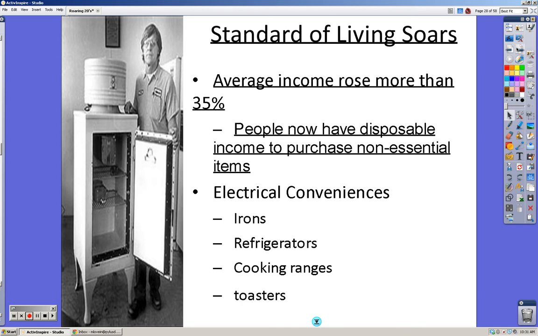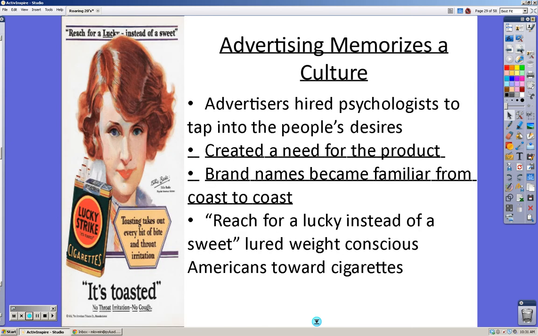You have irons to iron your clothing, cooking ranges to bake your goods instead of having to cook over a fire, and then also toasters. Okay, things we take for granted today were new luxury items back then.